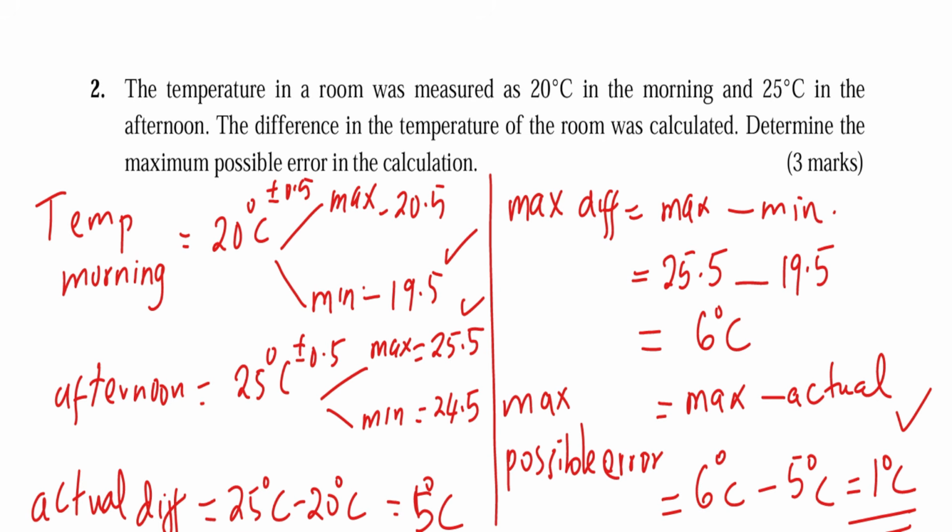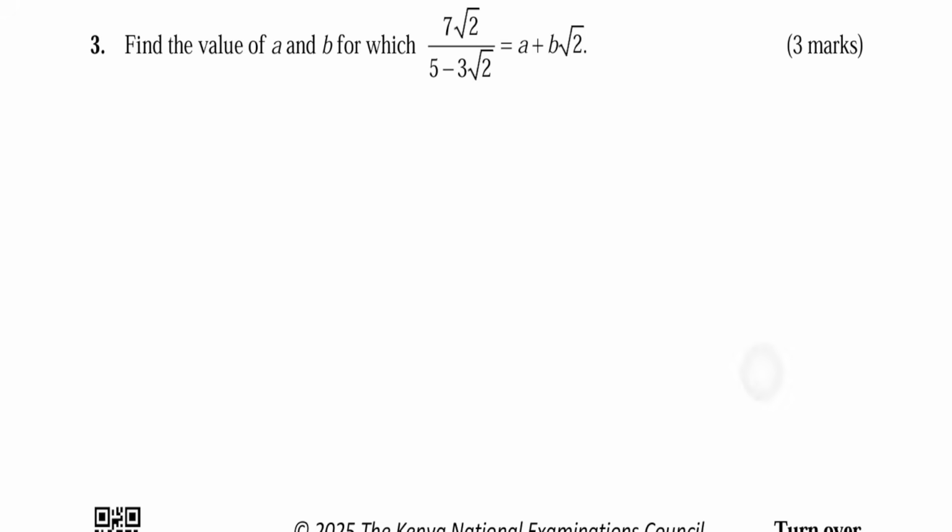Now let's continue with the other question. Question 3. Find the value of a and b for which 7 root 2 over 5 minus 3 root 2 equals a plus b root 2. So it's a very easy question.